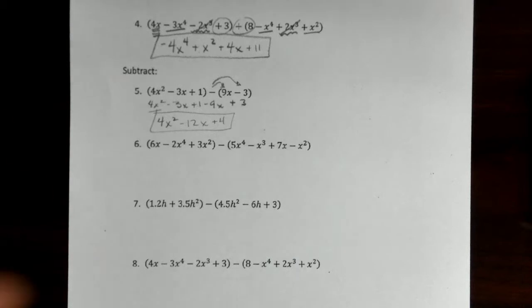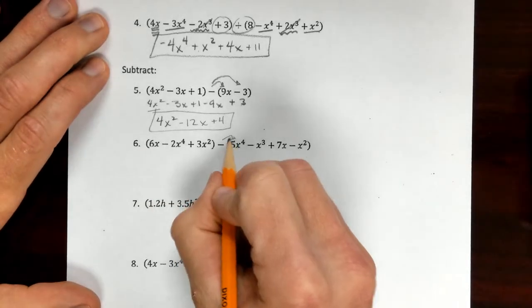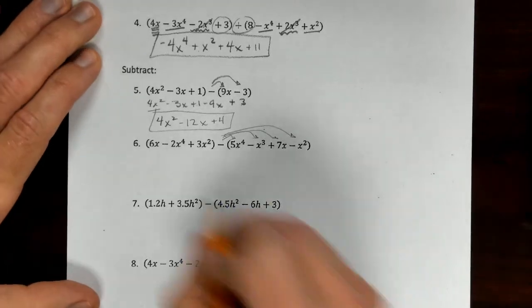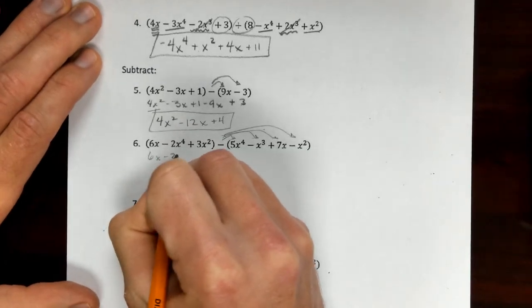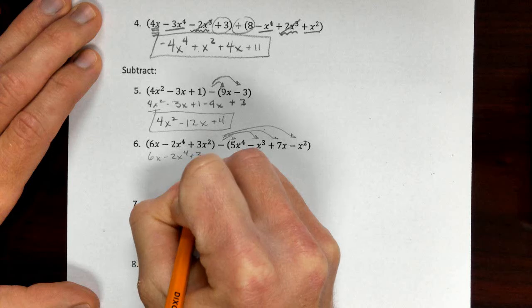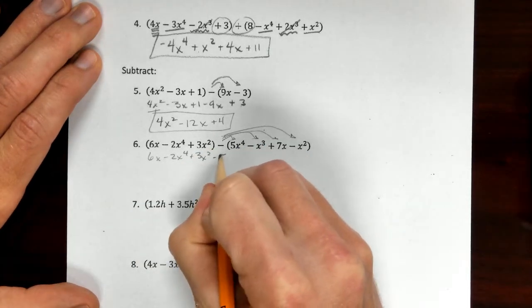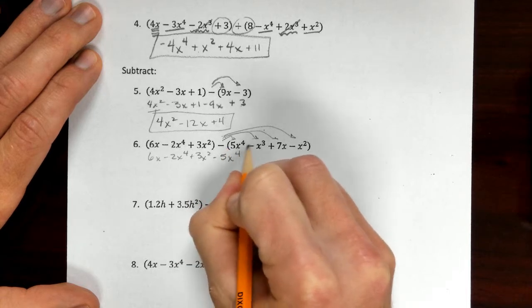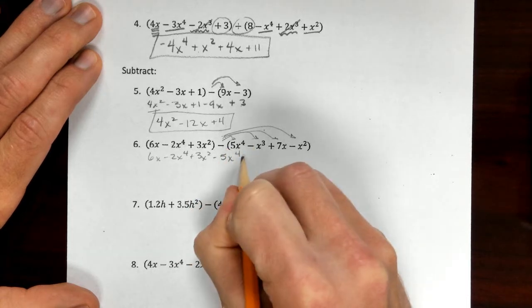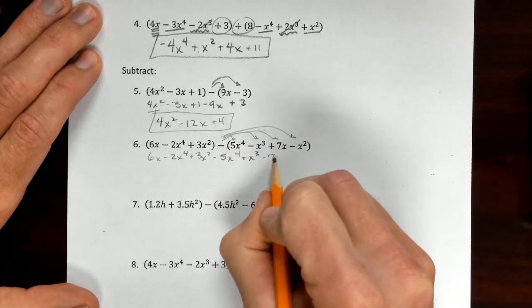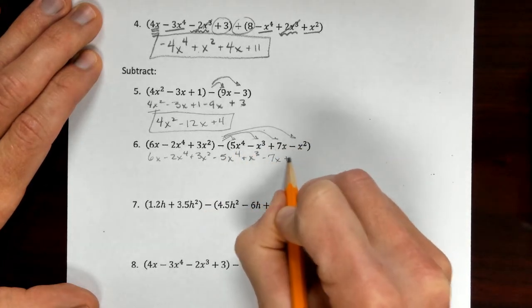I know, right? So same thing here. I want to distribute my negative to every term you see inside that parentheses. Here we go. 6x minus 2x to the 4th plus 3x squared. And now I've got minus 5x to the 4th. Plus, because a negative times a negative, plus x to the 3rd minus 7x plus x squared.